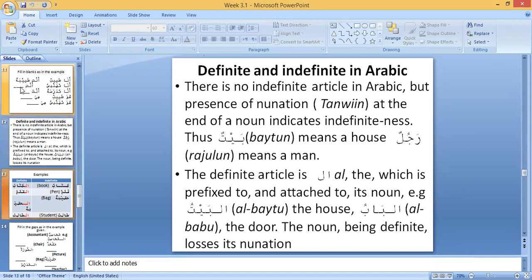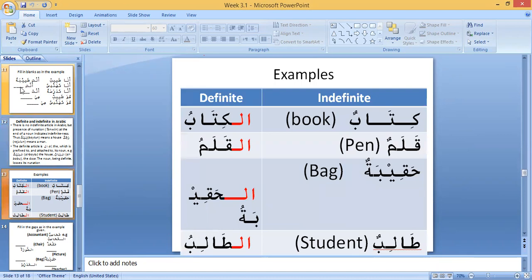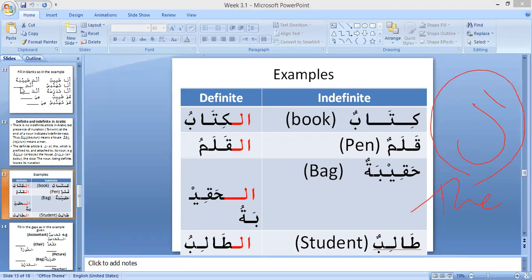Now in Arabic, when you want to turn a word into definite, it's just a matter of adding al. Al means the. You put al at the beginning of the word, then it becomes definite. For example, kitab, you say al-kitab, the book. This is just a book, but when you say al-kitab, that means the book, at least a book that is known to you and the person you are talking to.